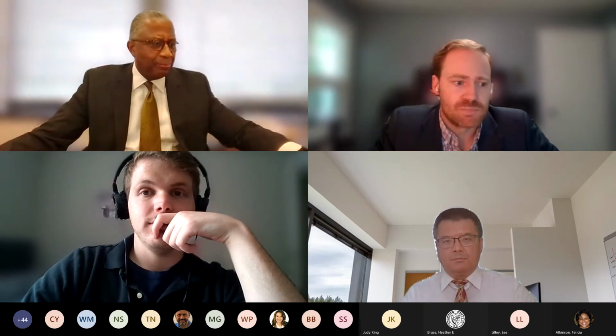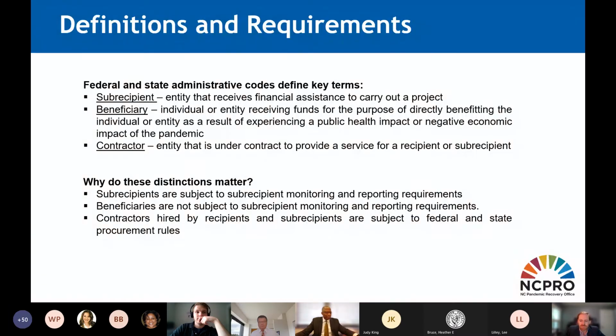But, you know, I don't want to get too far afield here, but there are certain requirements that, even with our contractors, when it comes to procurement activities and so forth, are responsibilities that have to be met. Yet on the screen now, you see some of the definitions with subrecipients, beneficiaries, contractors, and I'll let you take a look at that. I think I've kind of spoken to that, but these distinctions are very important because they impact the monitoring requirements and other activities that we're required to do as well.